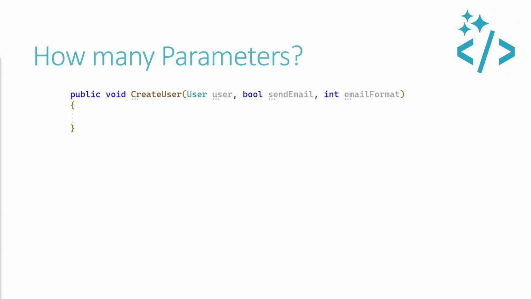Next, we're going to talk about parameters of functions. So I see a lot of questions about this. So how many parameters should a method have? Looking at this method, we see we have three parameters: user, send email, and email format. It's not so clear what this does because it has too many parameters. From my point of view, it's better to have only one parameter in this case and create separate methods for the other parameters or the logic that is intended to be executed in those cases.